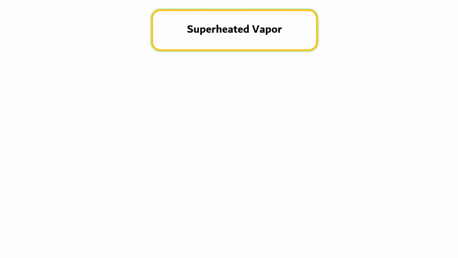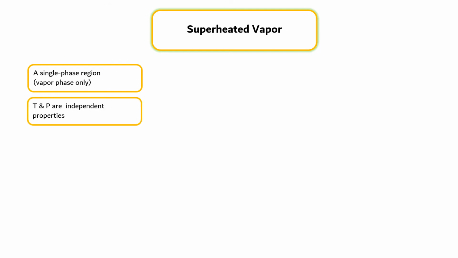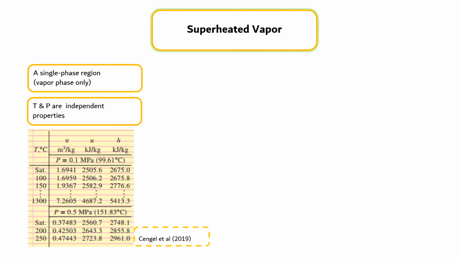Superheated vapor. Since the superheated region is a single-phase region, which consists only of vapor, temperature and pressure are no longer dependent properties, and they can conveniently be used as the two independent properties in the tables. The format of the superheated vapor tables is illustrated in the left figure. In these tables, the properties are listed against the temperature for selected pressures, starting with the saturated vapor data. The saturation temperature is given in parentheses following the pressure value.